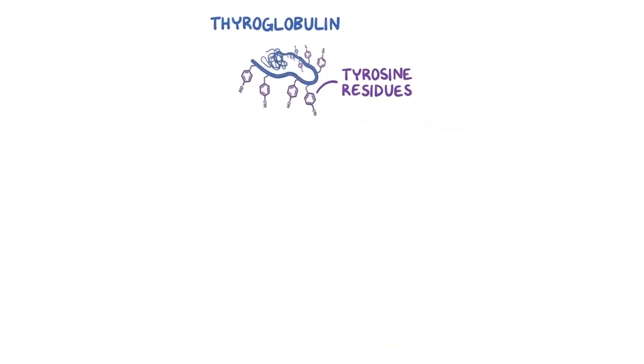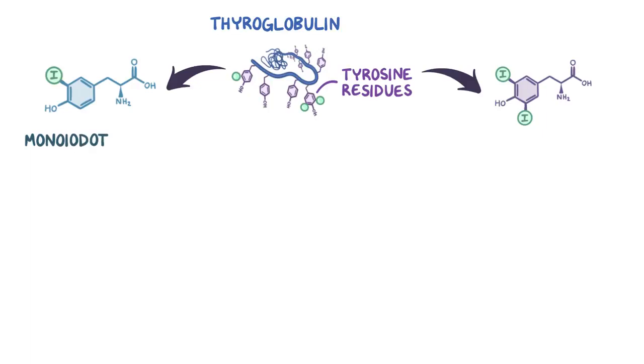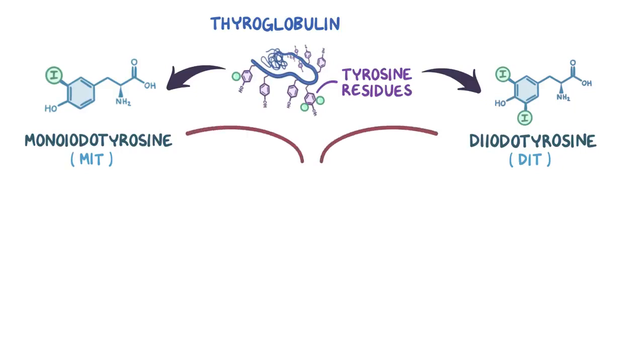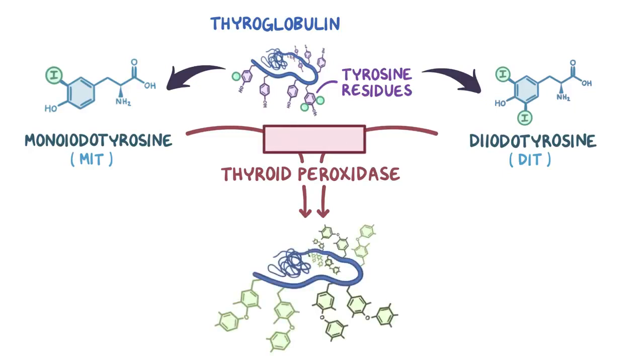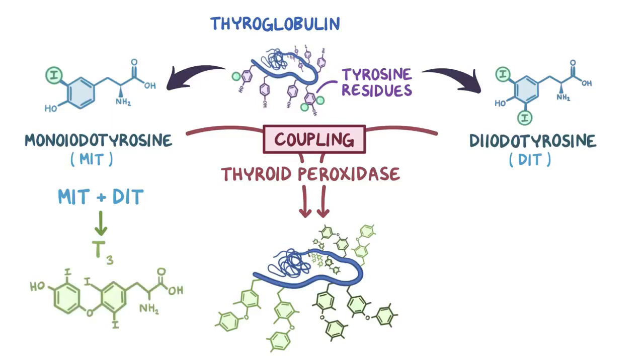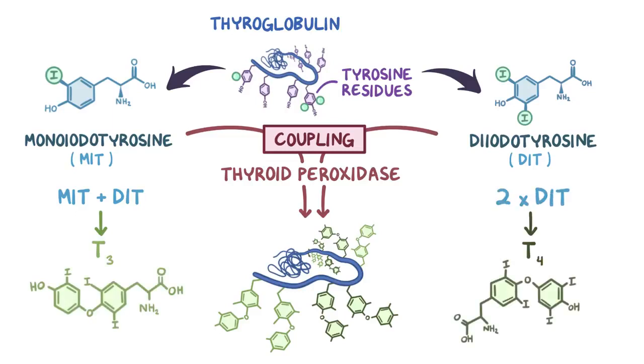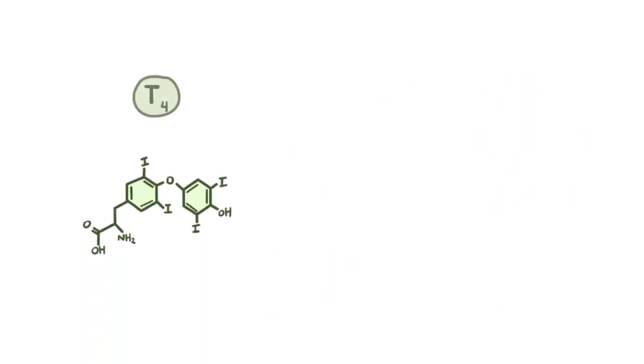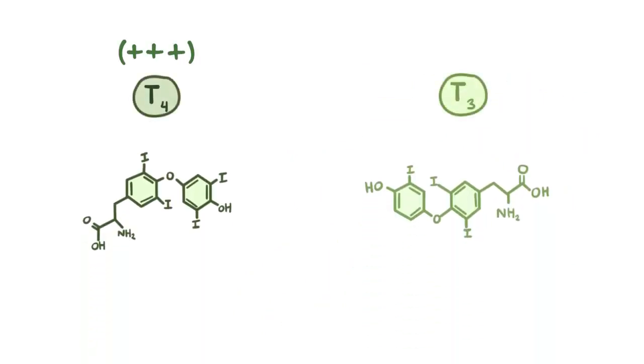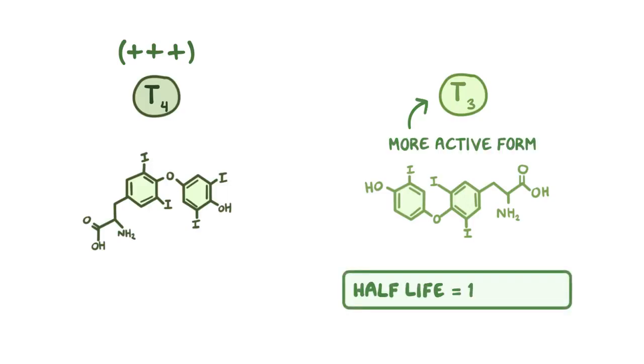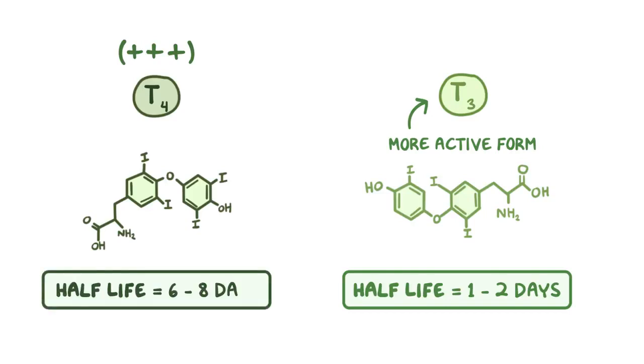Some tyrosine residues are bound by only one iodine, whereas others are bound by two iodine atoms, yielding monoiodotyrosine, or MIT, and diiodotyrosine, or DIT, respectively. These molecules are then coupled together by the same enzyme, thyroid peroxidase. This process is known as coupling. Coupling one MIT and one DIT creates T3, while linking two DIT molecules creates T4. In general, T4 is created in greater amounts than T3. T3 is the more active form with a half-life of 1 to 2 days, while T4 is the less active form with a longer half-life of 6 to 8 days.